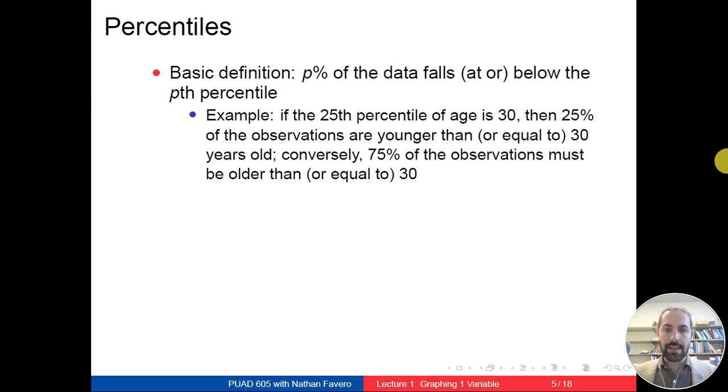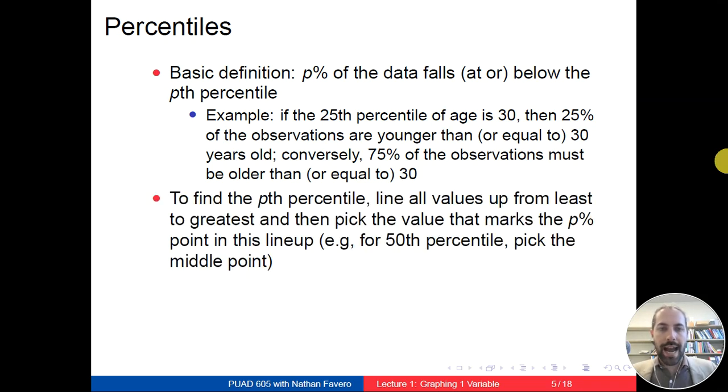Conversely, that means that 75% of the observations must be older than 30 or equal to 30, right? So if we have a bunch of observations that are exactly equal to 30, that makes this a little bit more complicated to interpret because we have to decide, are we going to round up or round down, basically? But that detail isn't so important for us at this stage. The main thing to recognize is this basic interpretation: if you're at the 25th percentile, then 25% of your observations are at or below that point.